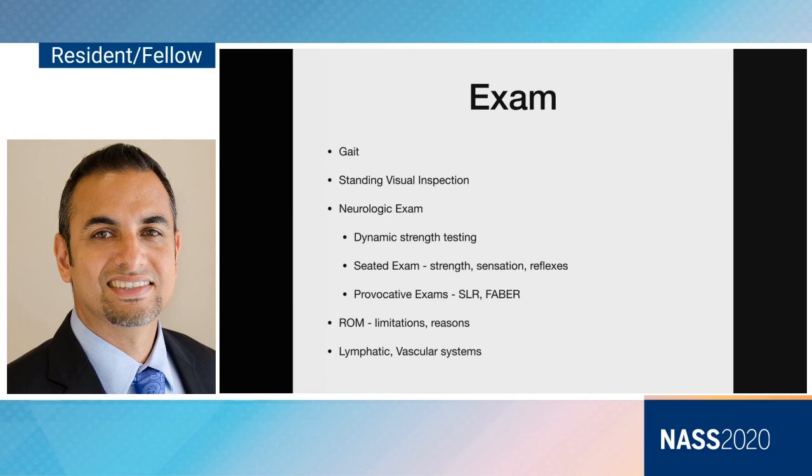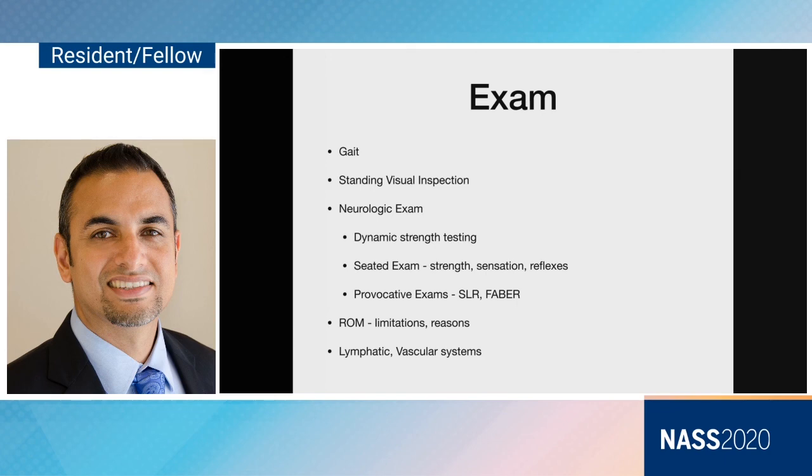So, if I'm interested in dynamic weakness of the gastrocsoleus complex, I might have them do a single leg heel raise test and compare it to the contralateral side to see if there's any obvious weakness. You can also have them walk on their tiptoes or heels or perform a single leg squat if they're able to, if they're young and functional enough to do that. Always include provocative examinations, straight leg raise, and Faber sign for sacroiliac joint dysfunction. Interestingly, in talking to some peer reviewers, they indicated that the straight leg raise test by itself is not alone.